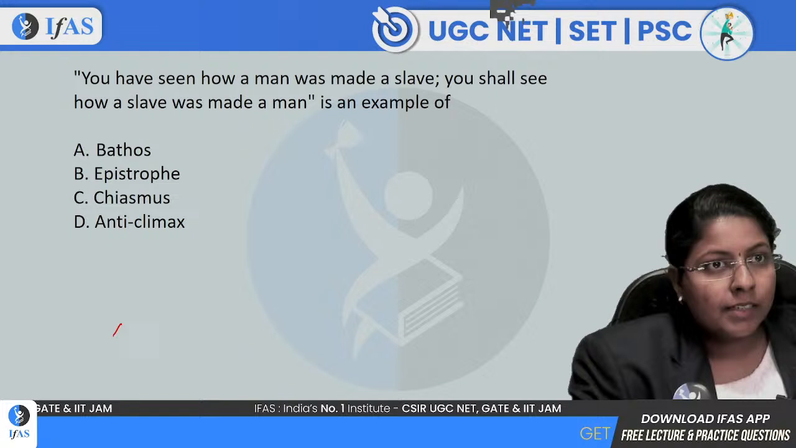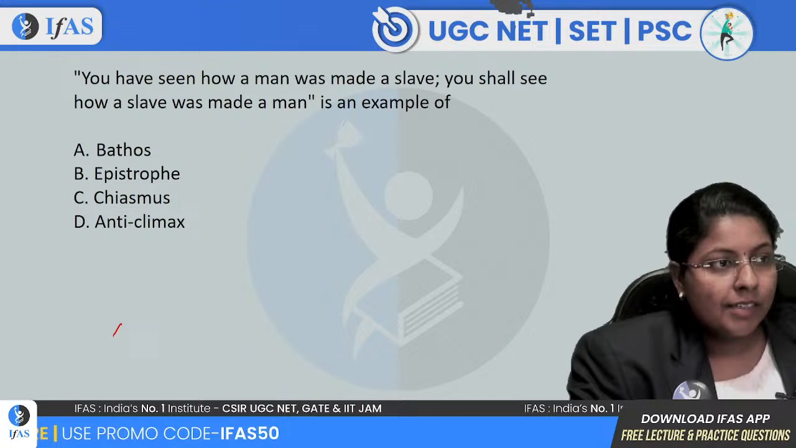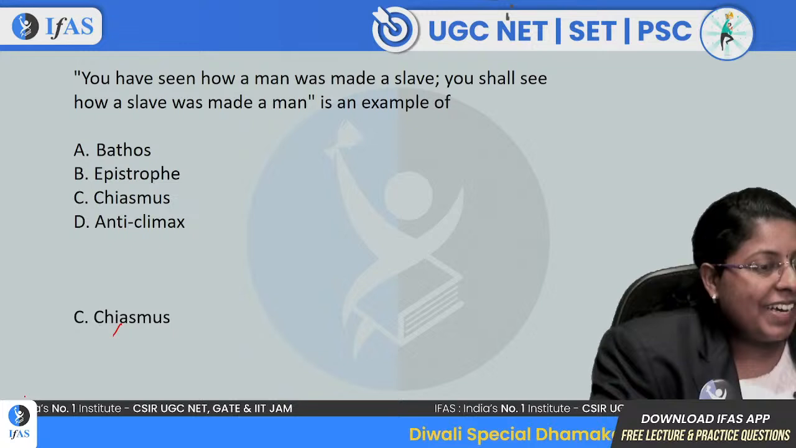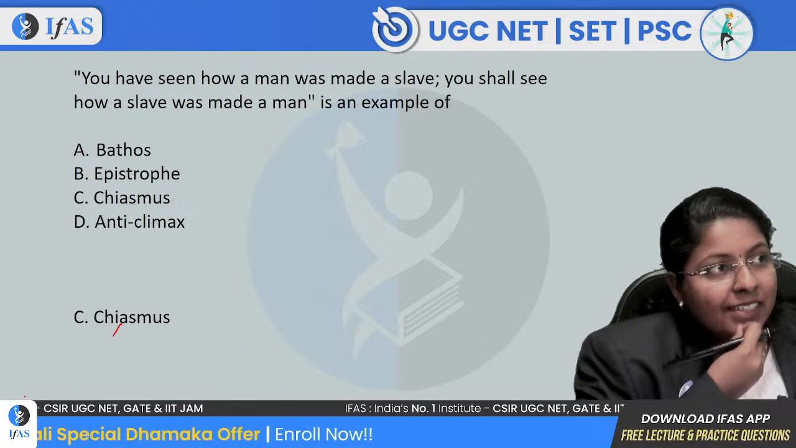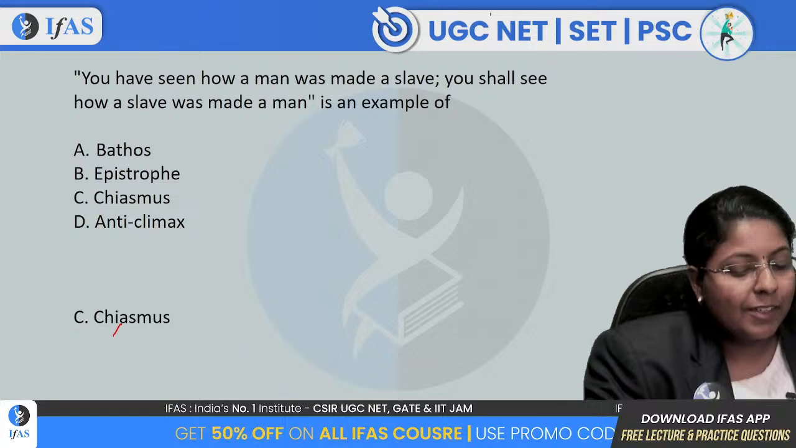Option D. Option C. Okay, all right. Okay, option C, but not sure. All right. Any other options? Any other answer? Okay, let's see the right answer. C. Yes. Chiasmus is the right answer. Okay, C is the right answer.